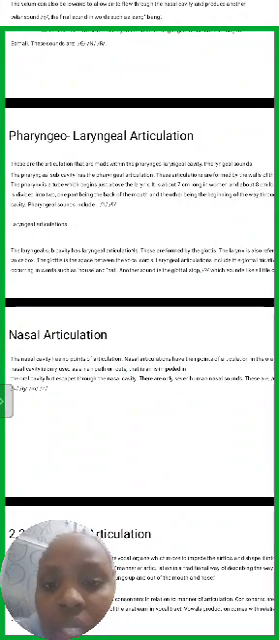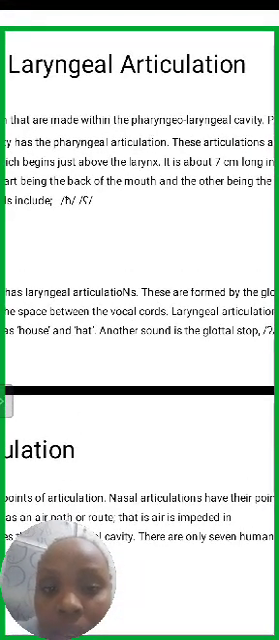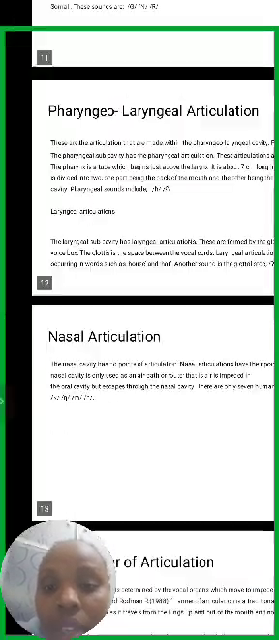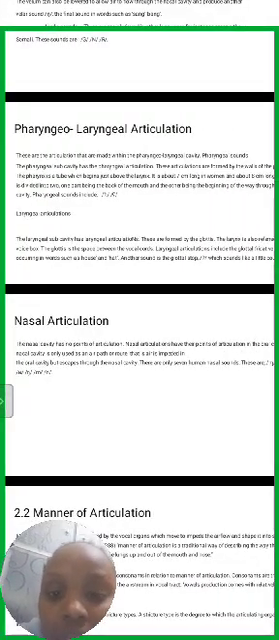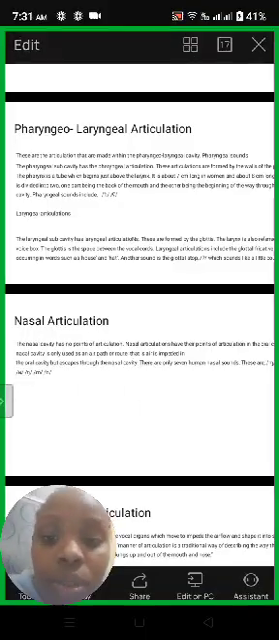These are the sounds of pharyngeal laryngeal articulations. You can remember the diagram that I showed you. These sounds include the h sounds, and then the laryngeal sounds, like for example in the words house or heart, ha.